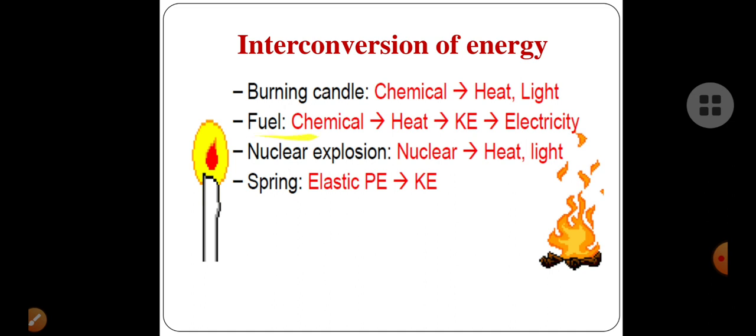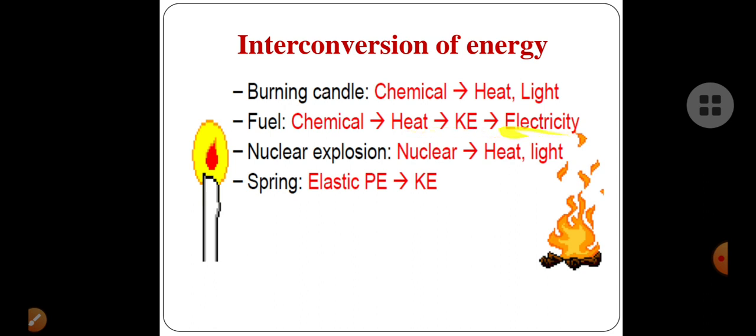Next is fuel. In fuel, chemical energy is stored, and when the fuel burns in oxygen, it produces heat, and this heat is converted into kinetic energy. Like in some engines, if heat is produced, it moves the vehicles, so it produces kinetic energy. Heat is converted into kinetic energy because of motion.